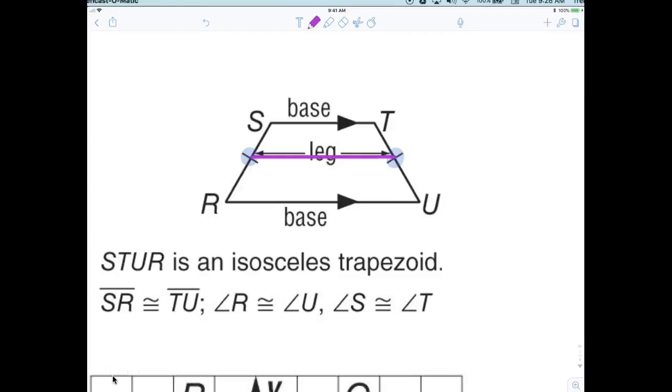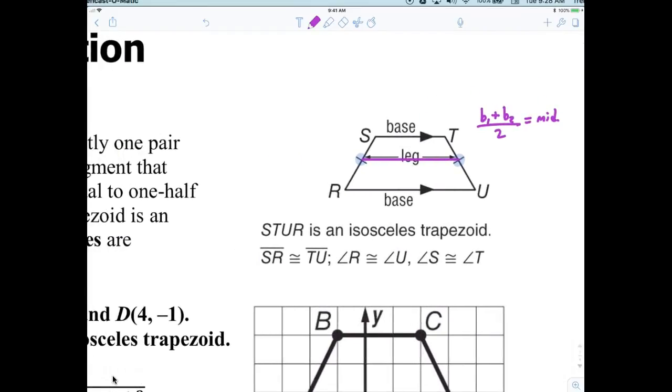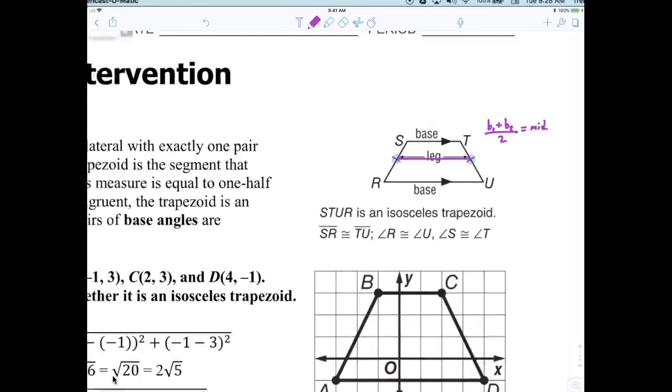The other thing is that the mid-segment is the average of the bases. So the mid-segment would be base 1 plus base 2, divided by 2. That is the length of the mid-segment. The mid-segment is simply the average of the 2 bases. Again, the mid-segment is drawn by finding the midpoints of the legs of the trapezoid, and it is always parallel to the bases and is the average of the 2 bases.